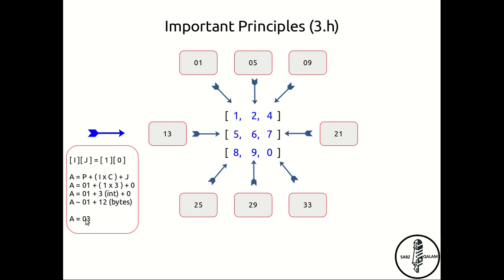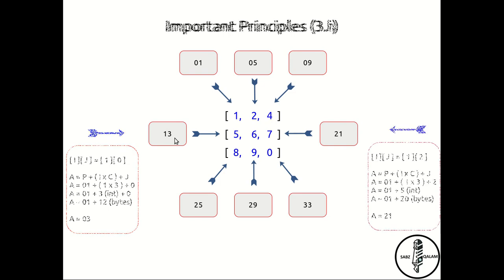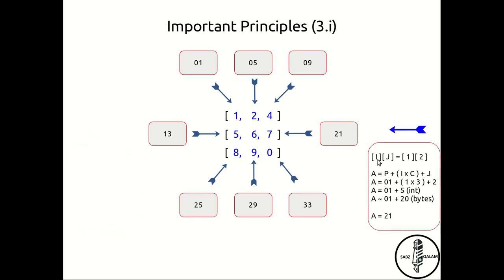This is a typo, this should have been 1 3, right? We end up at 13. And this is just how we see this is the first row and the second column. Now we can reach here directly using this base address of 0 1 and this formula.